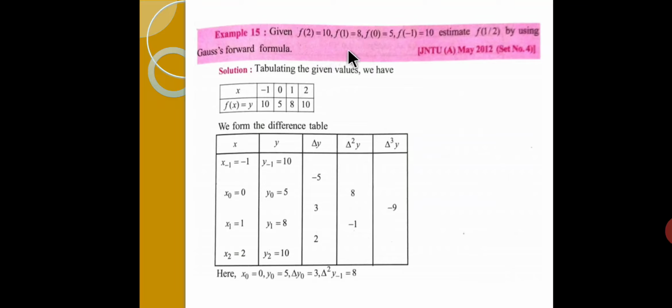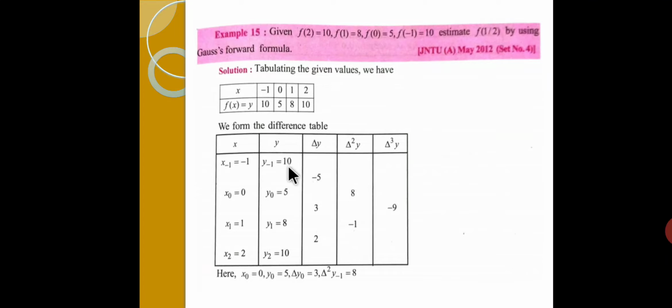First we arrange these values in increasing order: minus 1, 0, 1, 2, and the corresponding values of y are 10, 5, 8, 10. So here our required value 1 by 2 means 0.5. First we find the difference table.